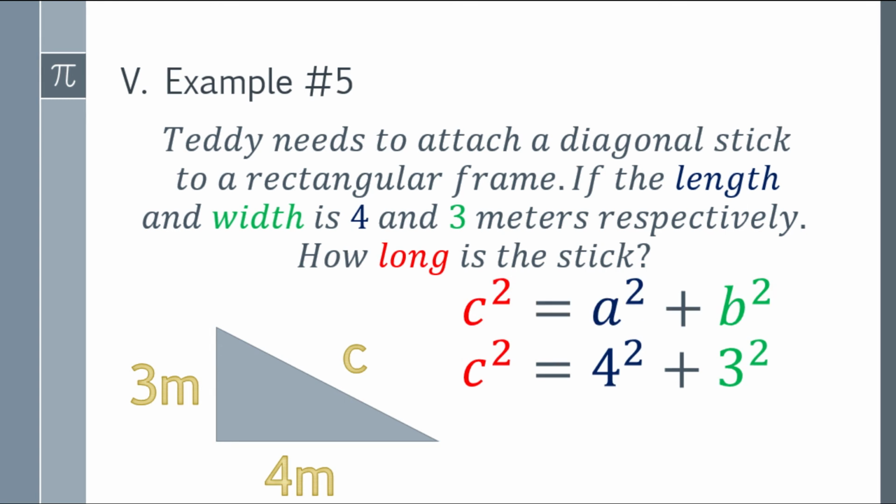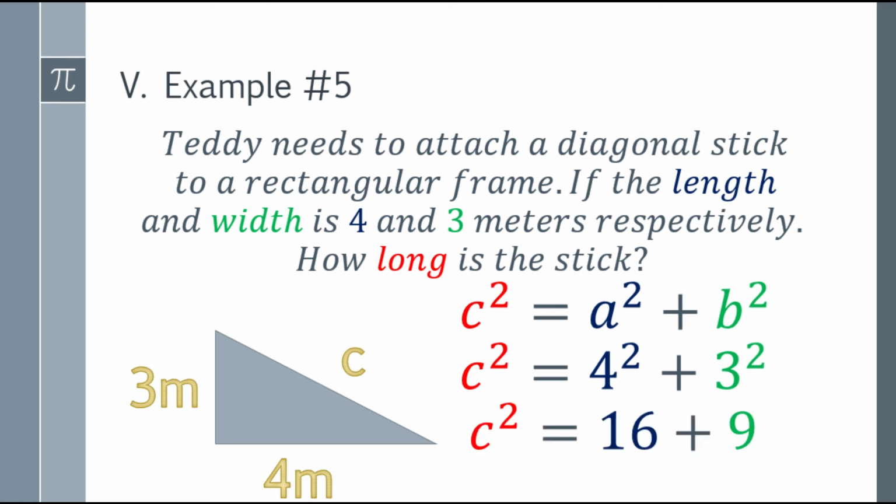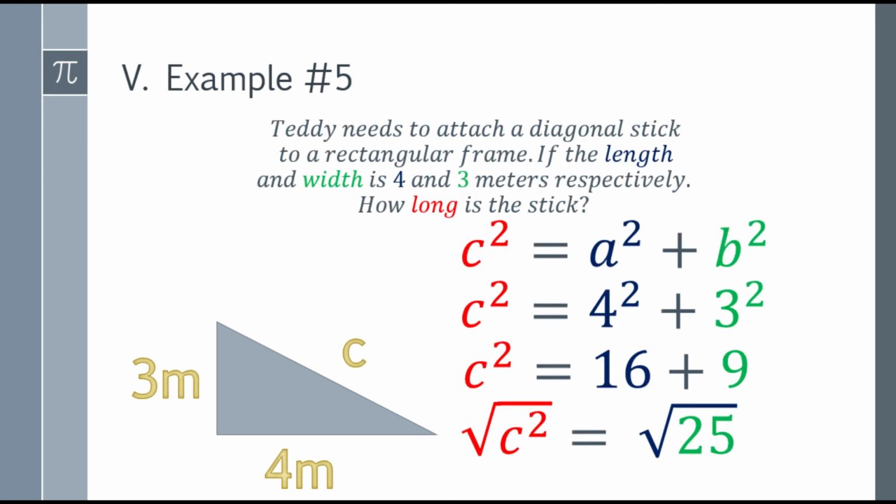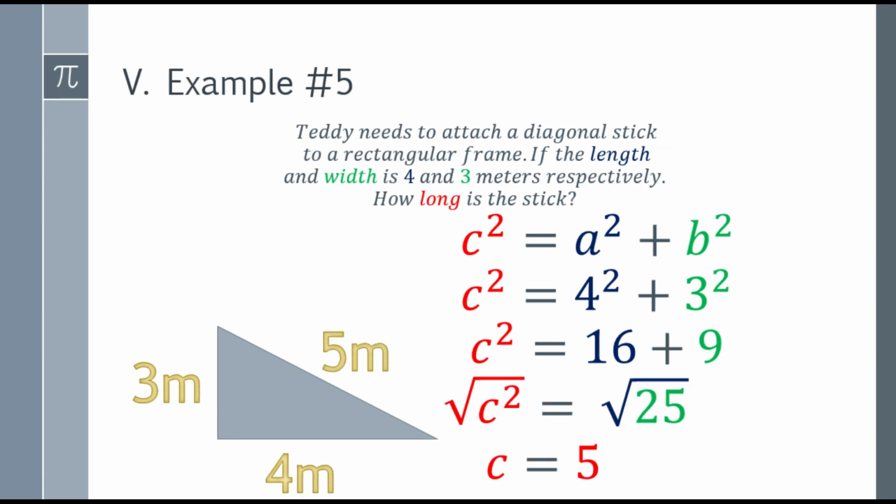Okay, moving on, let's substitute the values into the formula. That will be C squared is equal to 4 squared plus 3 squared. Simplify it. That will be C squared is equal to 16 plus 9. So 16 plus 9, that will be 25. Now, we get the square root of both sides. So matitira ay C is equal to 5. So, how long is the stick? That will be 5 meters.